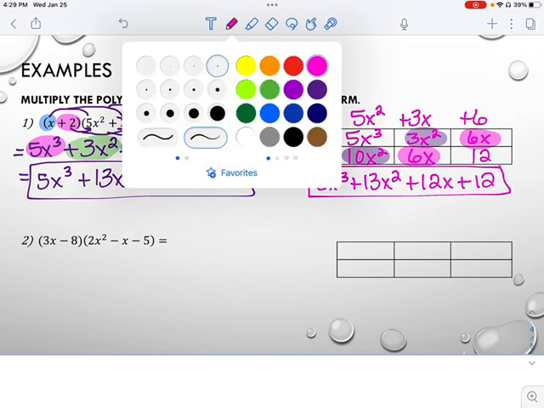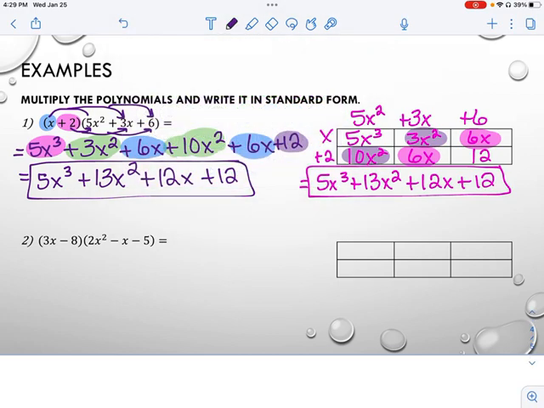Okay, so let's try again. We're going to start off here with the 3x. We're going to take the 3x and multiply that by 2x squared. So that's going to give me 6x to the third. Then I take the 3x times the negative x, and that's going to give me negative 3x squared. Then I take the 3x times the negative 5, that's going to give me negative 15x.